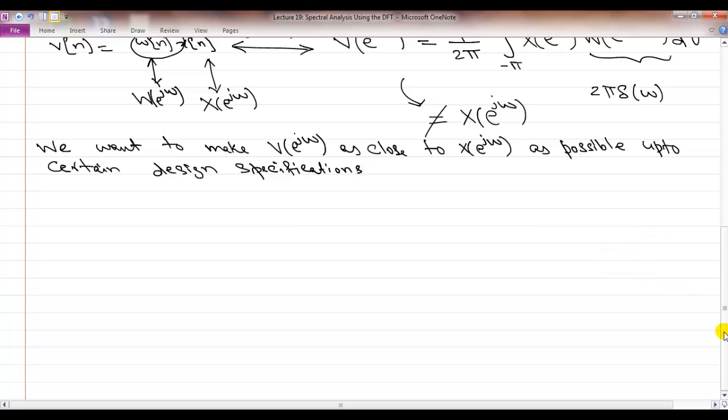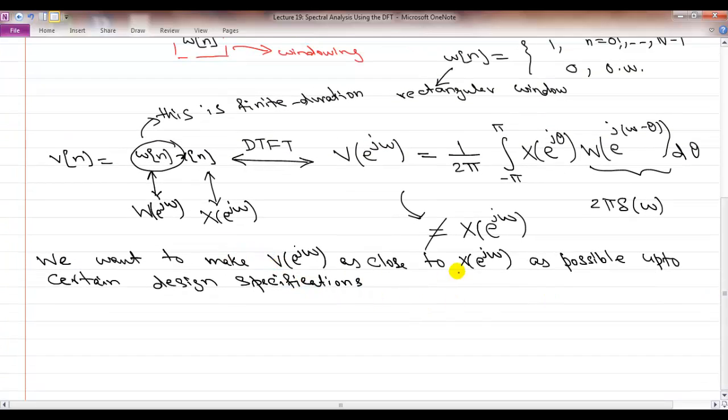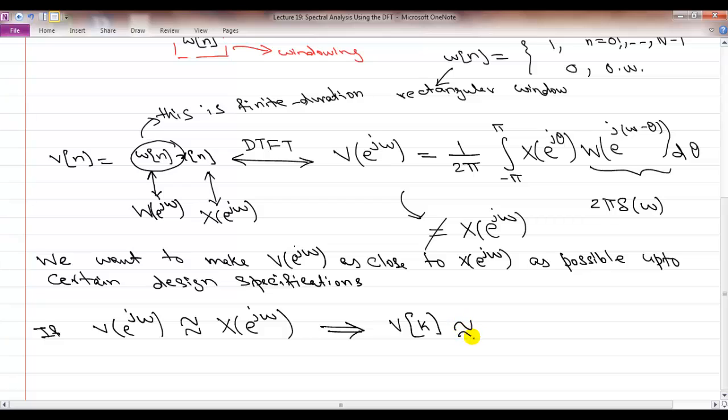Okay, and the reason is that if you make V of e to the j omega close to X of e to the j omega, then that is equivalent to, because remember, DFT is nothing but samples of DTFT. So if we could do that, if V of e to the j omega was roughly equal to X of e to the j omega, then this will mean that V of k is approximately equal to X of k, the DFT coefficients. And then we could translate back to what does that mean in terms of the continuous frequencies of Sc.